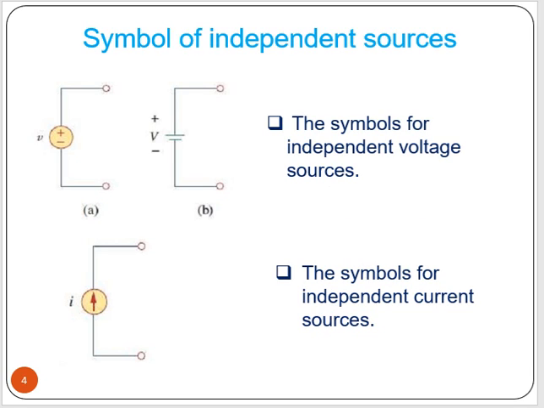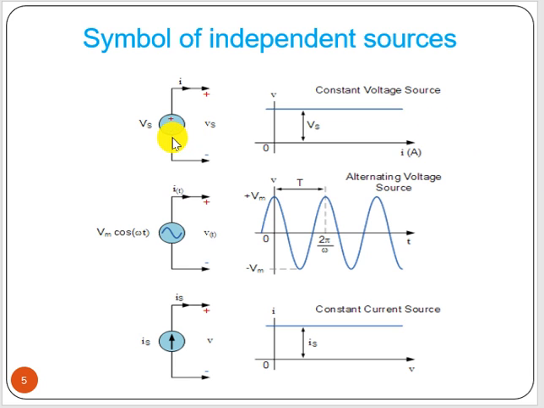Now the symbols of independent sources. In this case I have taken the DC independent voltage source, and here we have the plus and minus polarity sign, and this is the current. A current source always has a direction of current, either upward or downward, and for a voltage source we must have polarity plus minus. This is the symbol of a DC voltage source. You can see the waveform. It is constant, so it is DC.